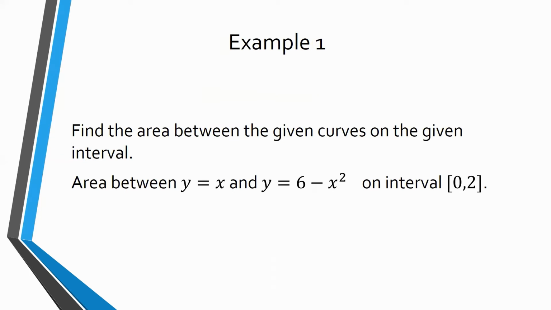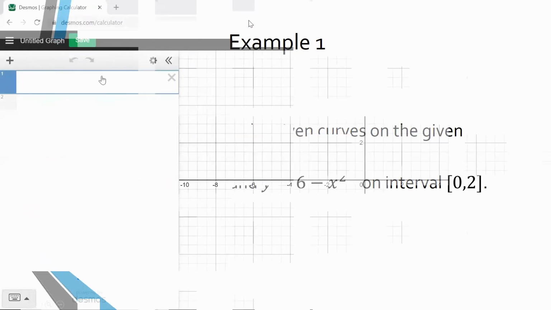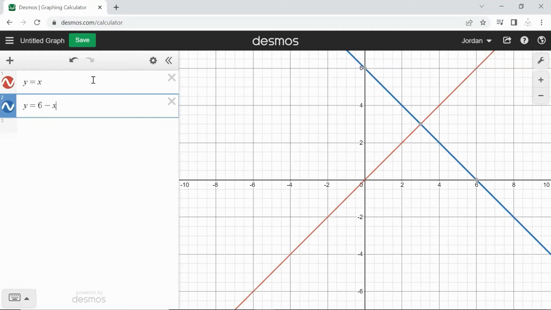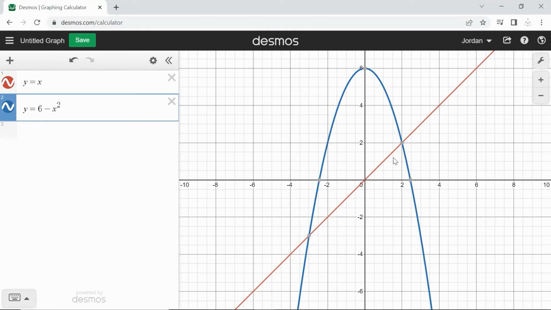Let's do an example where we calculate such an area. We want to find the area between y equals x and y equals 6 minus x squared on the interval from 0 to 2. The first step that I should do is to figure out which one of these curves is on top along this interval. That means I want to graph both of these. Let's go ahead and do that. y equals x and y equals 6 minus x squared between 0 and 2.